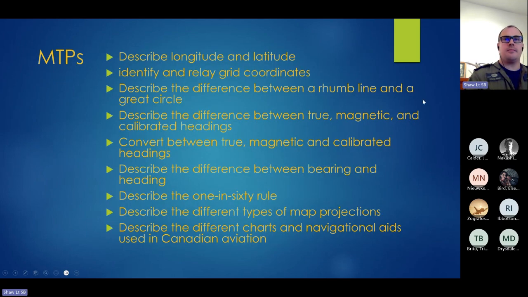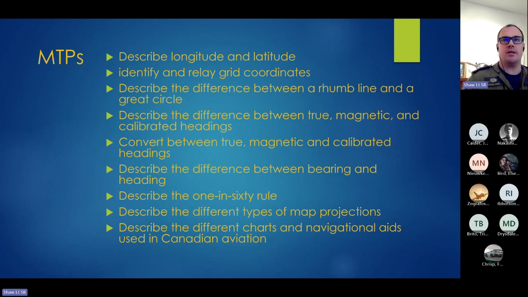Getting right into it. I've got a lot to cover in this class. So we're going to talk about longitude and latitude, identify and relay grid coordinates, describe the difference between a rhumb line and a great circle. I'm going to talk about true, magnetic and calibrated headings, same with conversion between true, magnetic and calibrated. Describe the difference between bearing and heading, the 1 in 60 rule. We're going to talk about map projections and the different charts and navigational aids used in Canadian aviation.